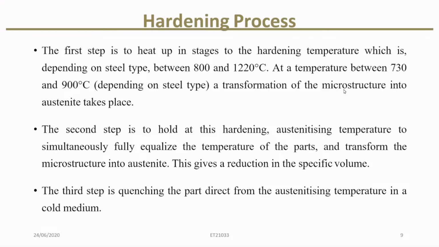Okay, then the third step is quench. So now we cool it fast, drop it straight from that austenizing temperature into a cooling medium. The medium can be oil, water, polymer, or gas. So this rapid cool is the quench. It locks the structure into a very hard phase. Okay, which we will usually temper afterward to reduce brittleness.